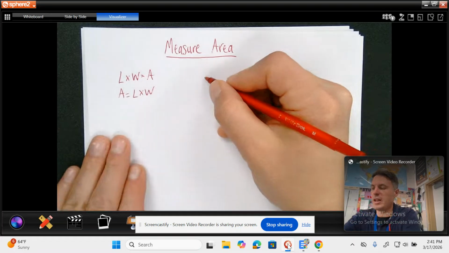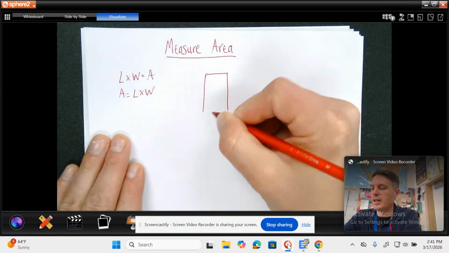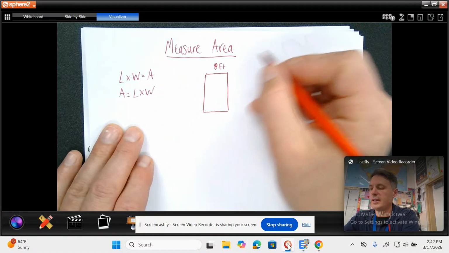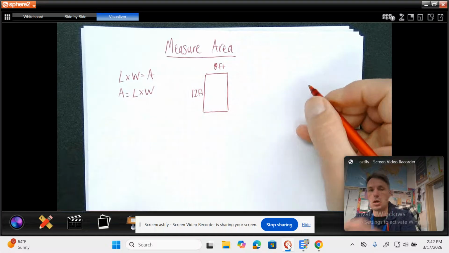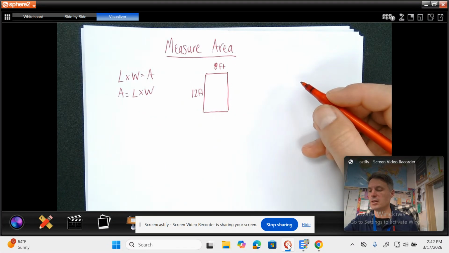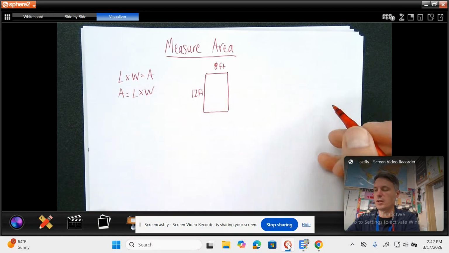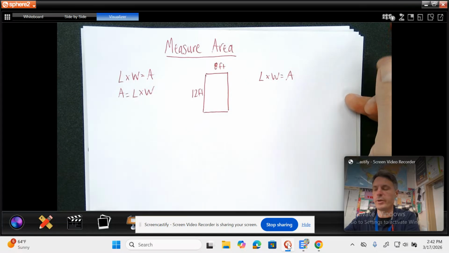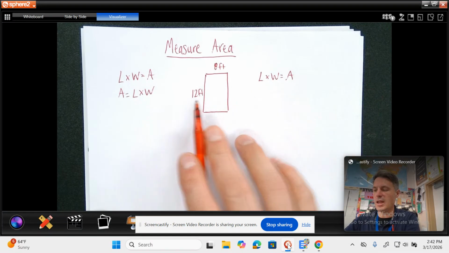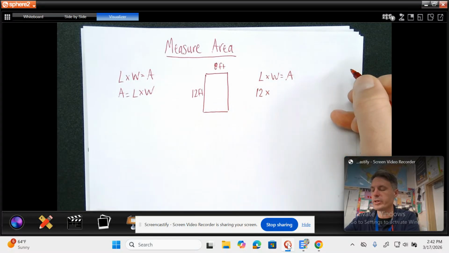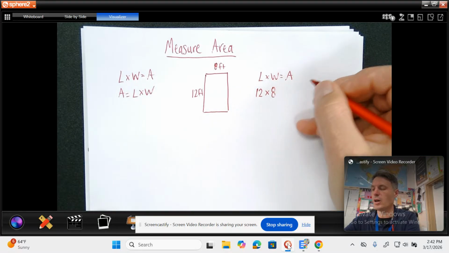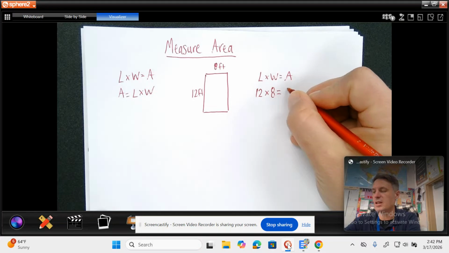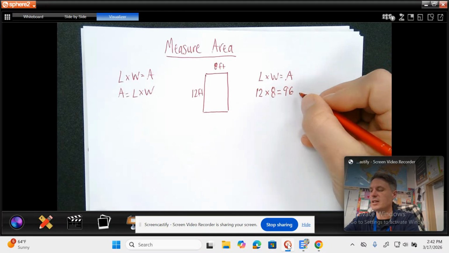So let's jump right into an example. Let's say we have a rectangle here, and let's say this rectangle is 8 feet wide, and let's say it's 12 feet long. So all we have to do is plug the numbers into this formula here. We know length times width equals area. The length is 12, so let's put 12 where the L goes, and the width is 8, so let's put 8 where the W goes. 12 times 8 will equal the area, and since 12 times 8 is 96, the area is 96 feet.